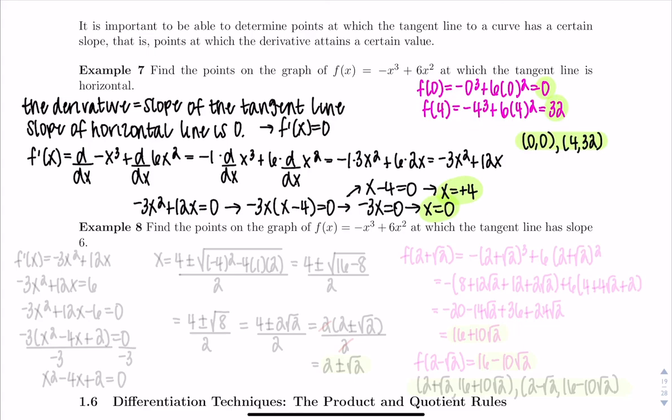And example 8 is very similar, except we're using the same function, but we're looking for the tangent line that has a slope of 6. And so instead of setting that derivative equal to 0, we're going to set it equal to 6. It's going to have the same exact derivative, which we already found, was negative 3x squared plus 12x. And so let's go ahead and set that equal to 0. I'm sorry, to 6. Which we then have to set equal to 0.